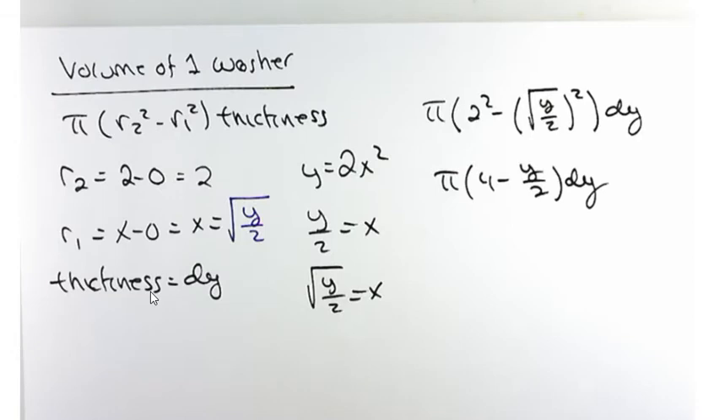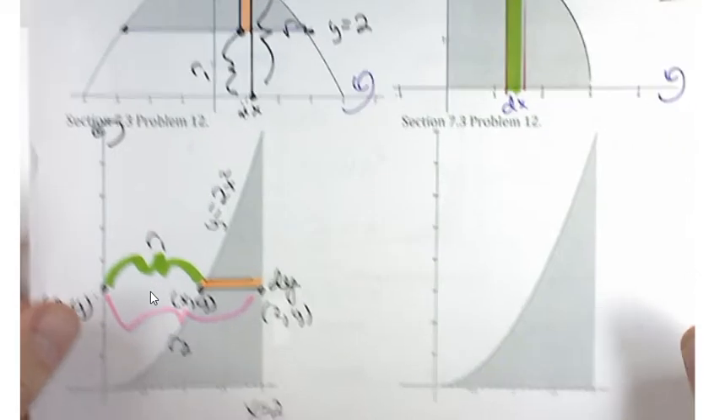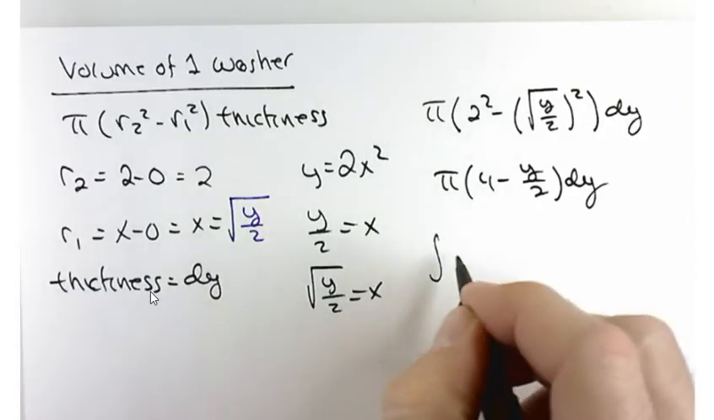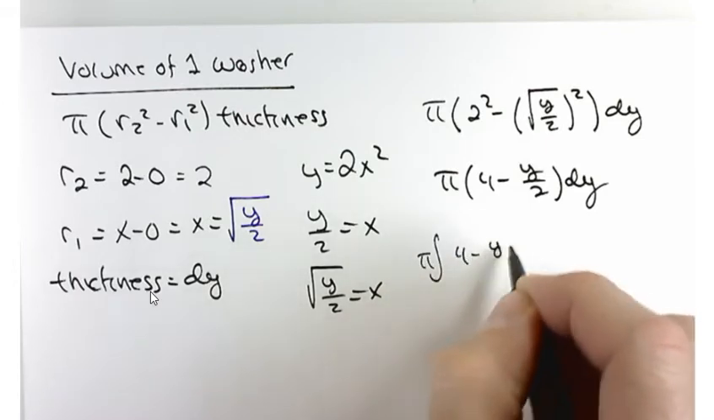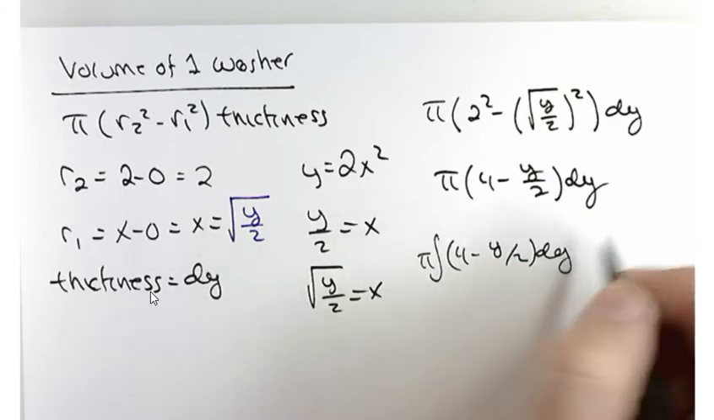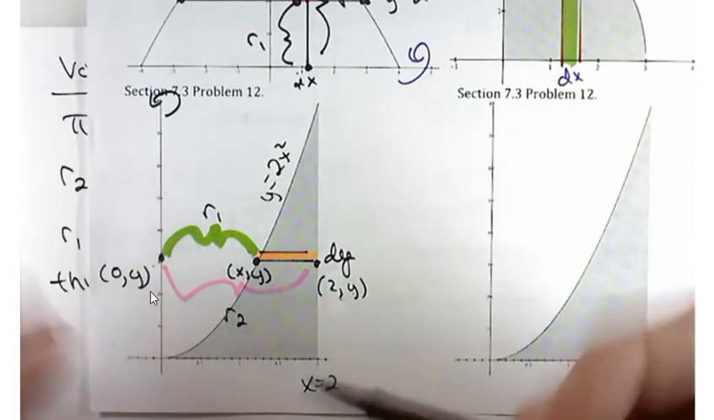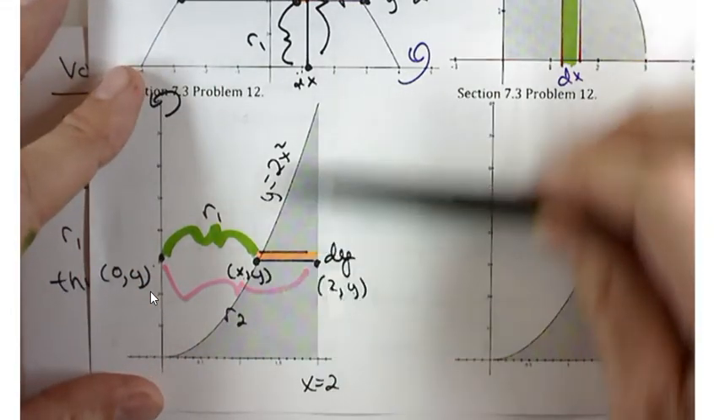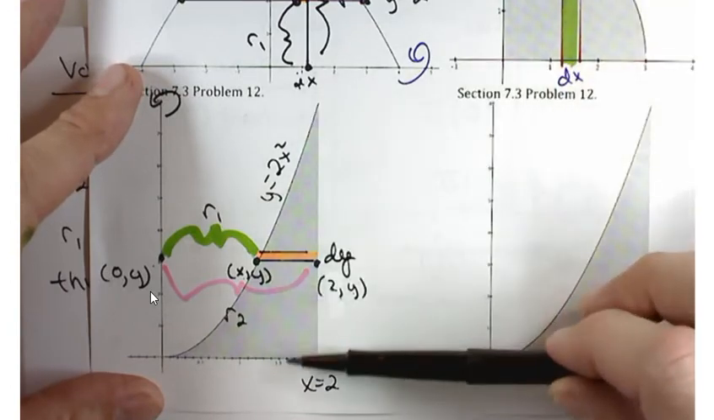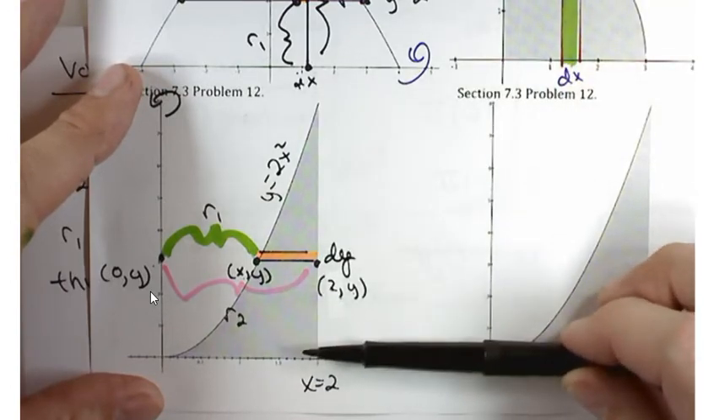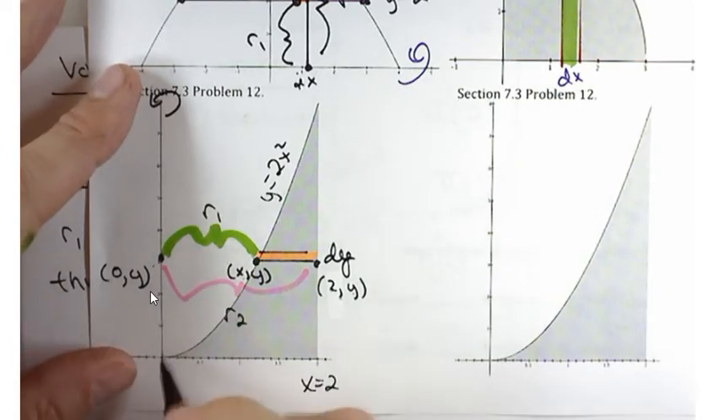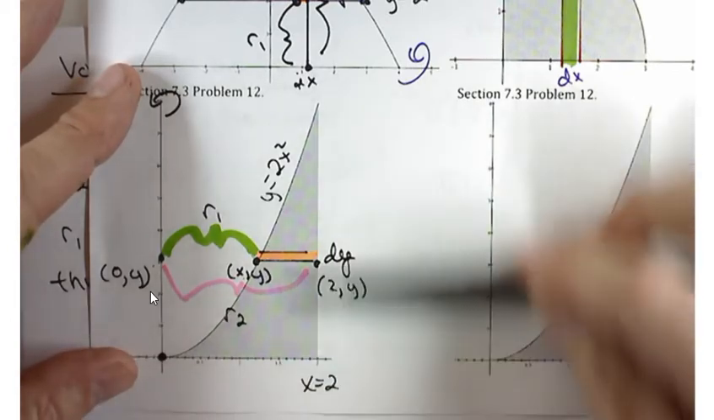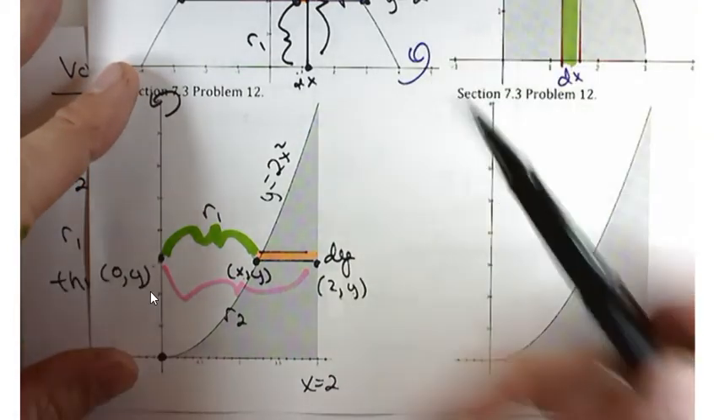Last but not least, I need to figure out my limits of integration. So I'm going to integrate that. Let's take the pi out in front. 4 minus y over 2 dy. The thing to keep in mind is that this dy slice can be taken anywhere here. So what's the lower limit of integration? 0. Along the y-axis, it's 0. And all the way up to the top, 8.